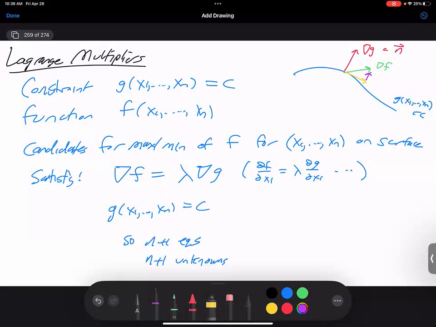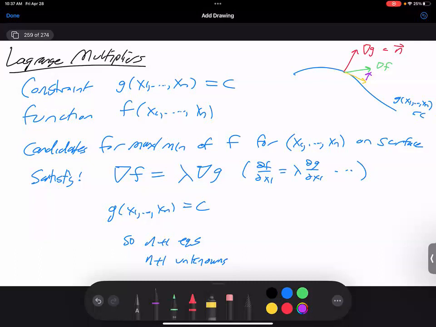So this is Lagrange multipliers. And what a lot of people forget when they see Lagrange multipliers is they think, the gradient of f equals lambda gradient of g. They tell you which direction to go. I've got to have my gradient aligned with the normal if I want to have a candidate. But you can also look at this another way.